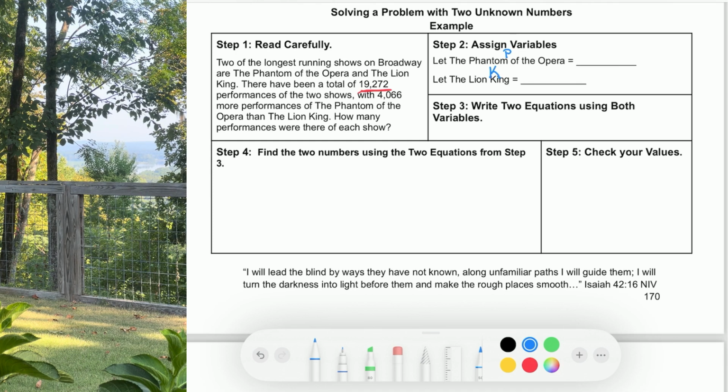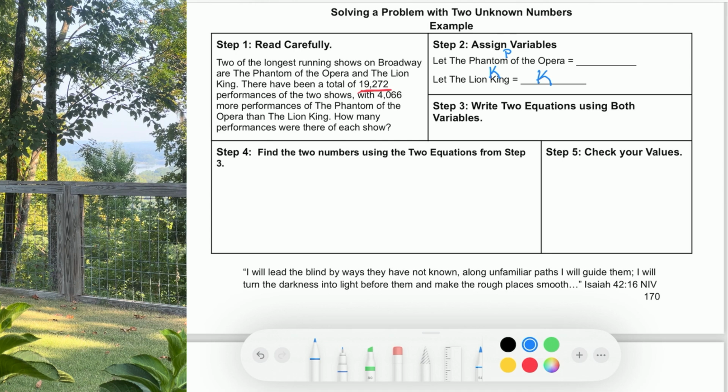Now we need to go back to our problem and read again to figure out how we need to fill in the blanks of what they are equal to. Okay. So it said with 4,066 more performances of The Phantom of the Opera than The Lion King. The way they describe Phantom of the Opera is by referencing Lion King. So Lion King is our standard that we're working from, okay? So the Lion King equals K.